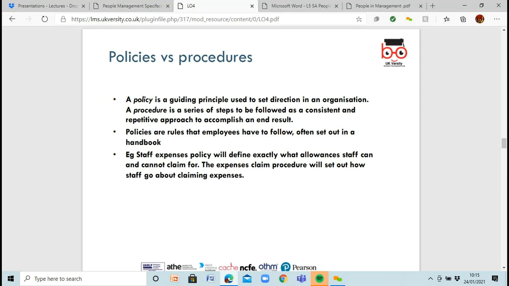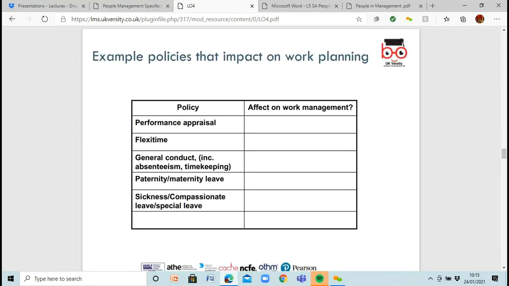And you normally get policies on health and safety or on behaviour, and they're set out in a handbook. So you normally get an employee handbook. You've got things like staff expenses, and that will tell you what sort of allowances each staff member has and how to go about claiming them and getting your expenses back.